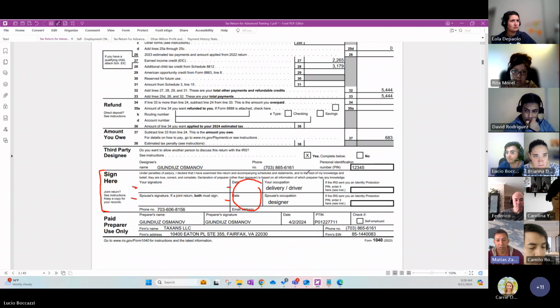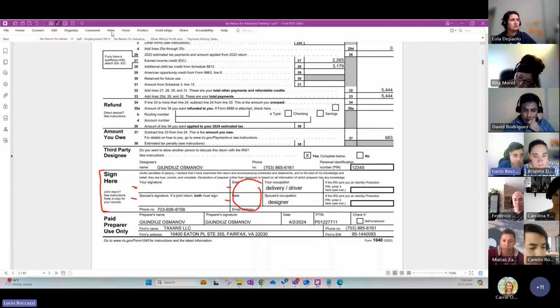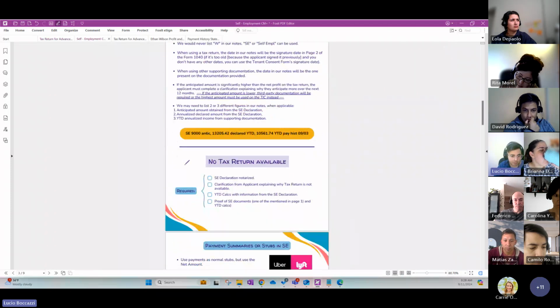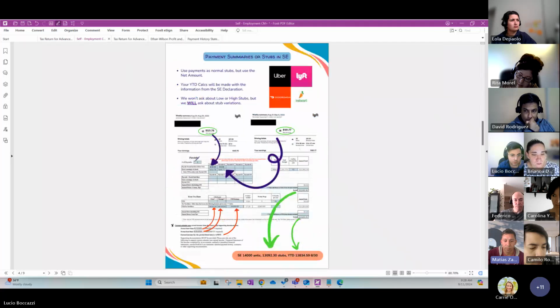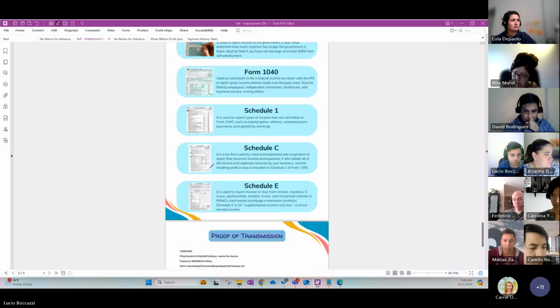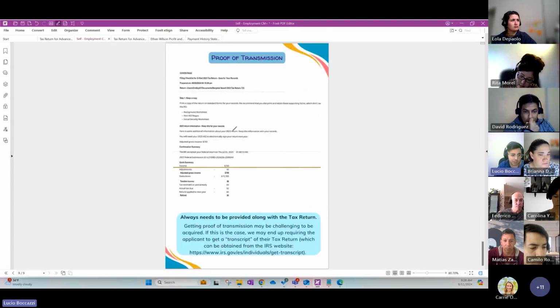Lucio, that proof that you are talking about, are the numbers that should be to the right in that little square? So the proof of transmission that I'm talking about is a separate document. It is also in the cheat sheet. There is an example that we've added here in the last page actually. Carrie, would you mind explaining what the proof of transmission actually is, please?